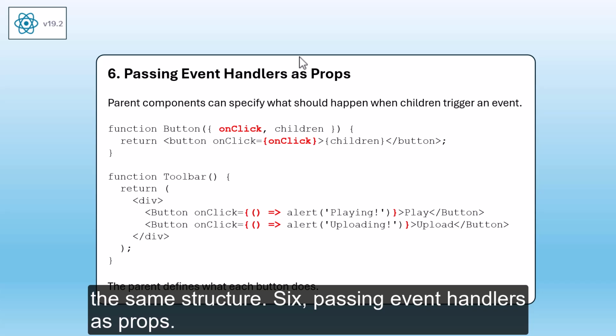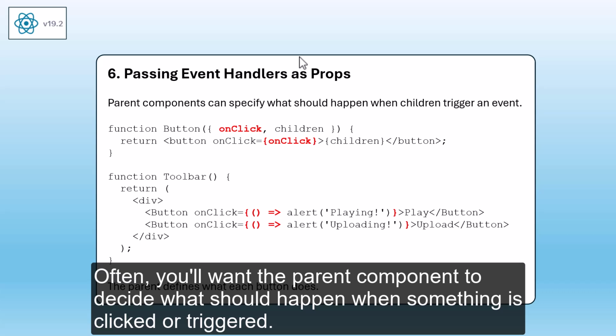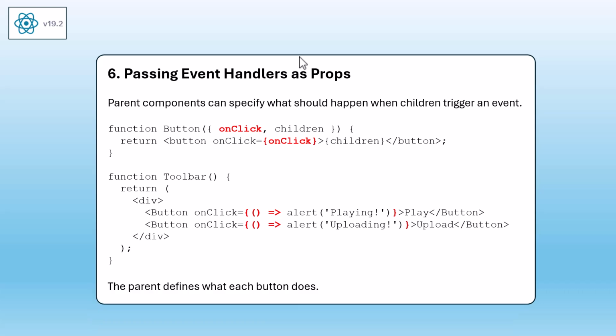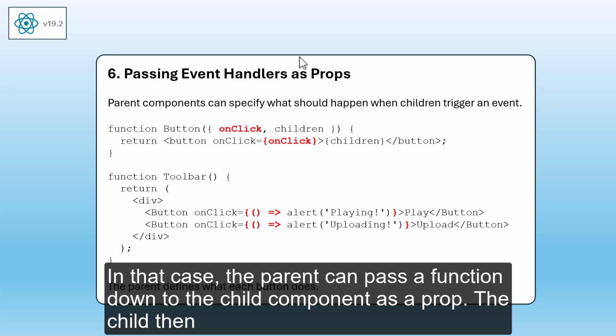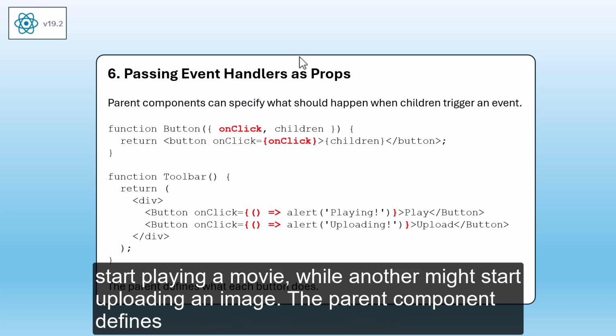6. Passing event handlers as props. Often, you'll want the parent component to decide what should happen when something is clicked or triggered. In that case, the parent can pass a function down to the child component as a prop. The child then calls that function when the user interacts with it. For example, one button might start playing a movie, while another might start uploading an image.